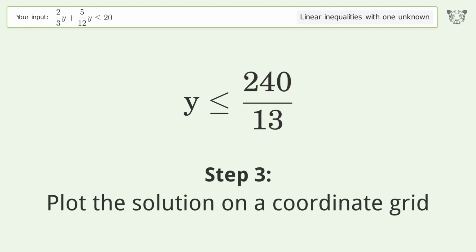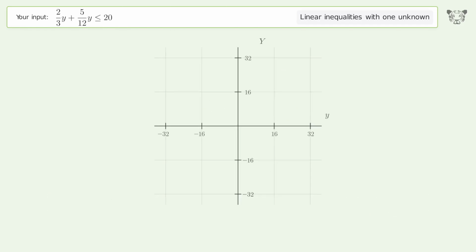Plot the solution on a coordinate grid. And so the final result is y equal or smaller than 240 over 13 equal or smaller than 186 over 13.